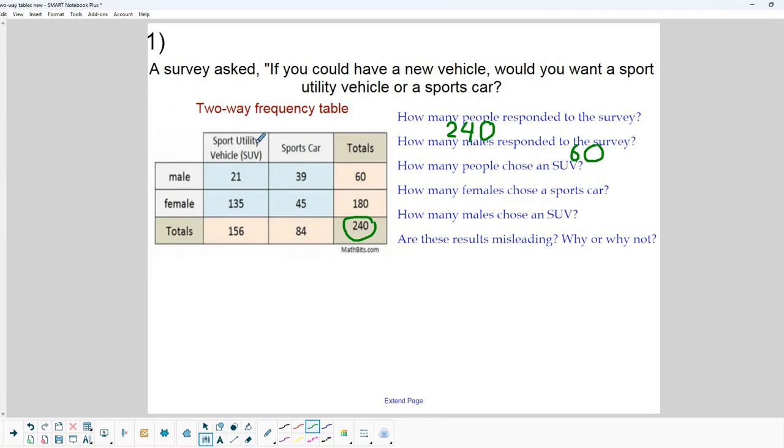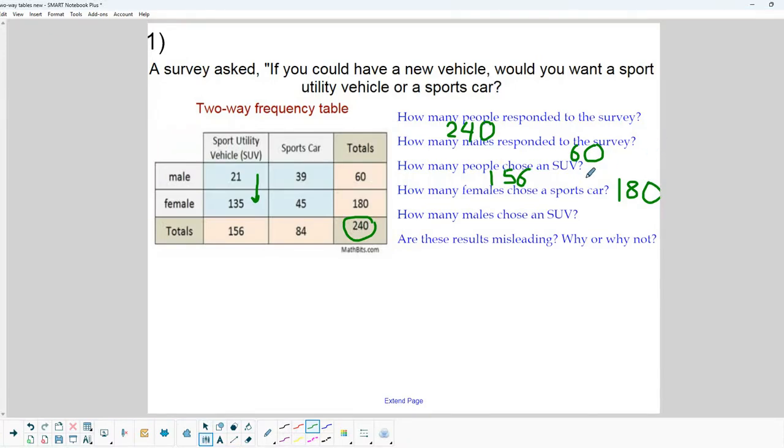Well, if you go to the SUV column right here and add the numbers down, we get 156 people who would prefer an SUV. And maybe they think it would be better going up in the mountains or something. Okay, how many females chose a sports car? So if you look at the female row and you add it up to the side, you end up with 180 females who prefer a sports car.